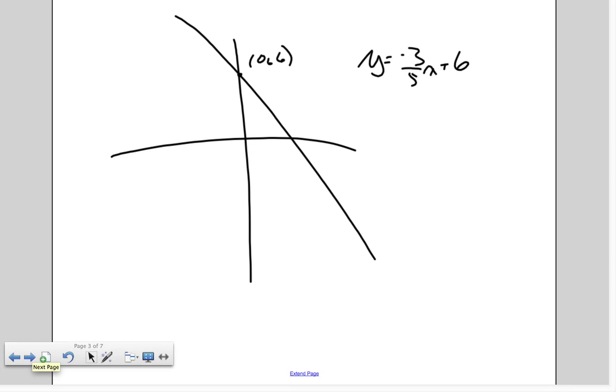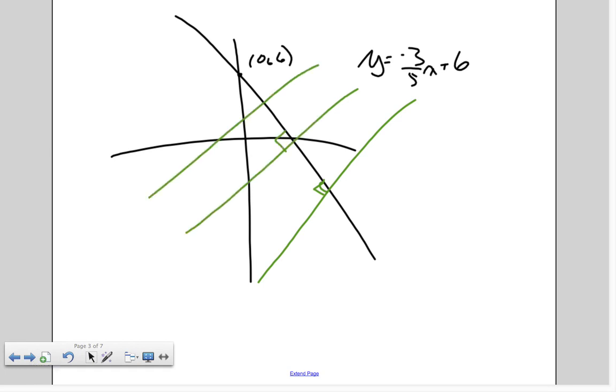So how many lines are perpendicular to this line? Well, here's one. Oh yeah, this was a right angle. I'm trying to make it 90 degrees. Here's another one. Here's another one.